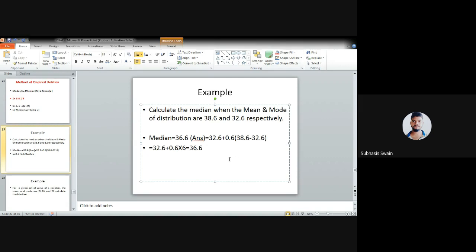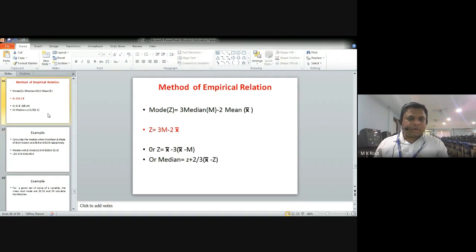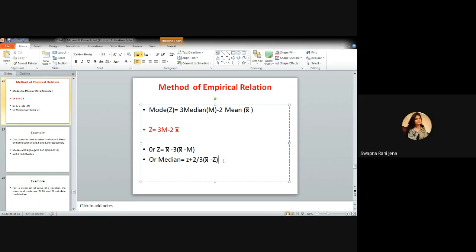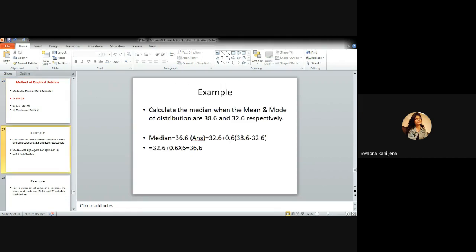Move to next one. Which formula you are applying this? Sir, you are not writing the formula. Better you write the faster. You write the formula. Median equals to z plus 2 by 3 into x minus z. Here, sir, z value, that is mode, is given. Yes, sir, it is z plus 2 whole by 3 into x bar minus z. 2 by 3 into whole into mean minus mode. So it is 32.6 plus 2 by 3 into 38.6.